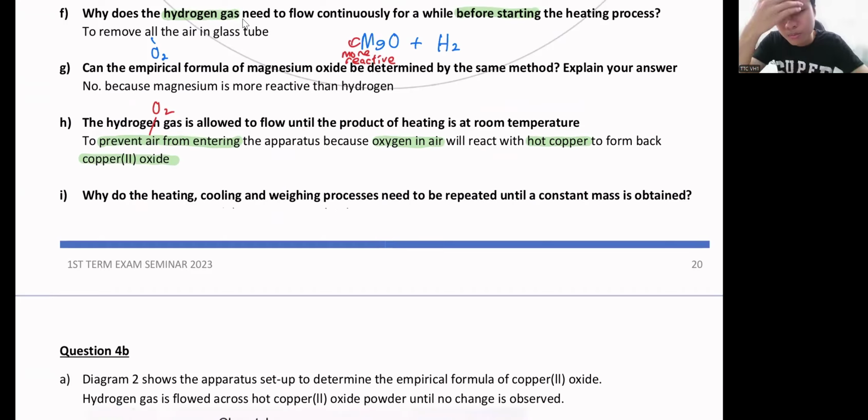You can write down. We do one or two questions about MgO also.